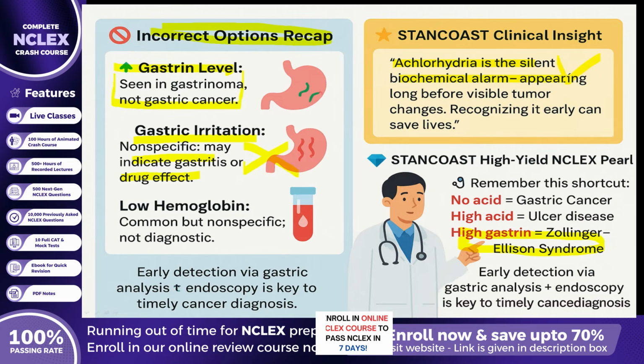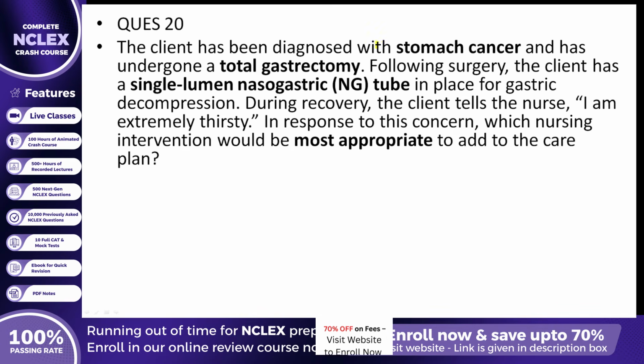Let us shift our focus to another crucial post-operative nursing scenario that tests both knowledge and judgment. The client has been diagnosed with stomach cancer and has undergone a total gastrectomy. Following surgery, the client has a single-lumen nasogastric tube in place for gastric decompression. During recovery, the client tells the nurse, "I am extremely thirsty." The question is, in response to this concern, which nursing intervention would be most appropriate to add to the care plan? Here are the options to consider.